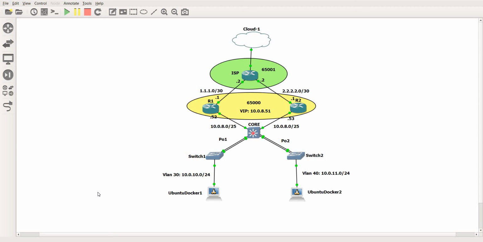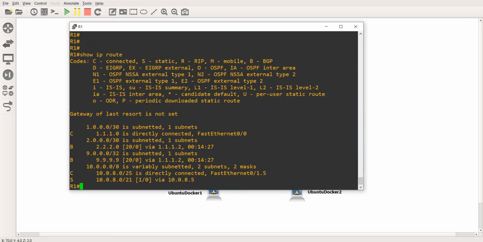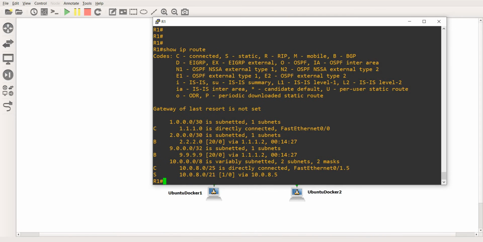When a destination IP address matches more than one route in the routing table, the router uses the best route. And there's actually two ways that we can use to figure out the best route that the router is going to use to forward the destination IP address. And one is actually using this command here, show IP route.